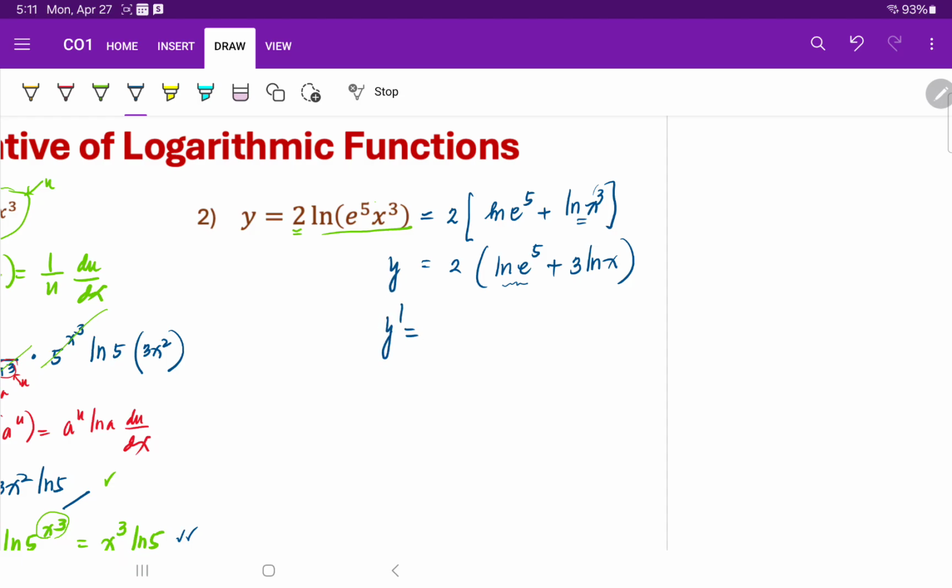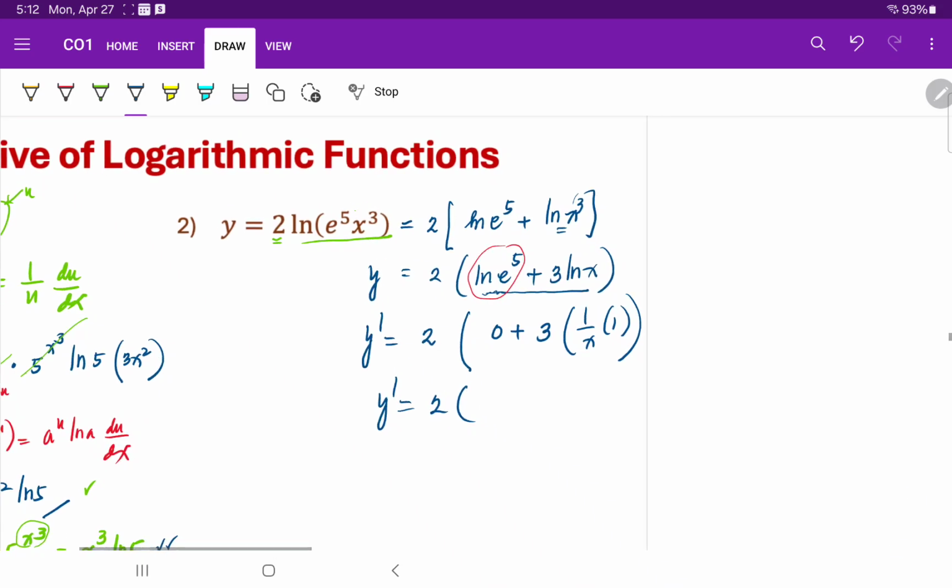And y prime now is, we copy the constant term, then multiply it by the derivative of this term. And as I mentioned, this is constant. So the derivative of that constant is 0. Plus 3, derivative of ln of x is 1 over x times 1. Derivative of ln of u is 1 over u du dx. So if you simplify, this gives you 2 times 3 over x, or simply, that's 6 over x. Okay?